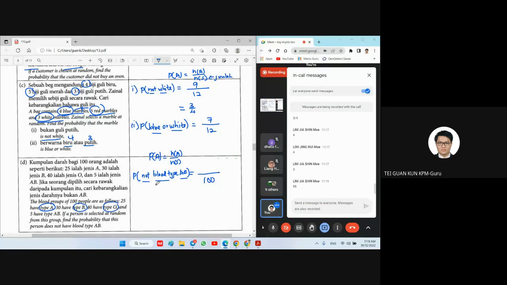Yang bukan type AB adalah type A, type B, type O lah. Yang bukan. So kita tambahlah berapa? 25, 30, 40. So 25 plus 30 plus 40. So 95 lah. Over 100. Kecilkan. Kecilkan dapat apa? 95 over 100, sebab kita nak apa? Not blood type AB. So 19 over 20.